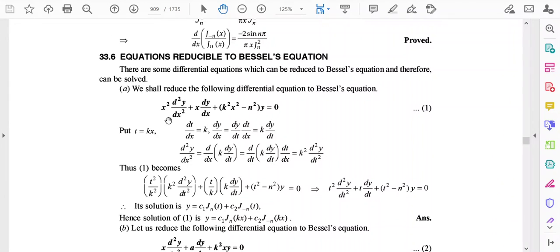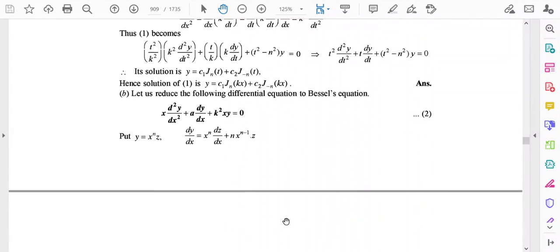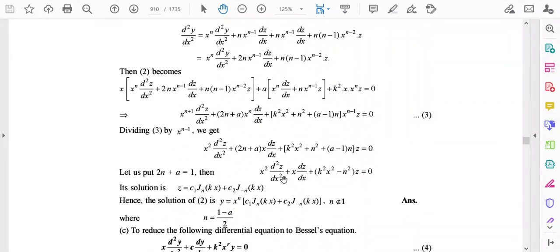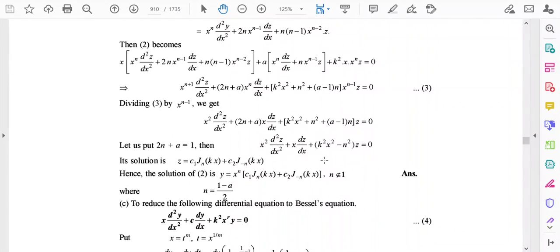That means already we have obtained the solution of equation 1, that is c1 Jn kx plus c2 J of minus n kx. So starting from this equation, what we have done, we have reduced the equation to the form of equation 1. That means we can calculate the solution of this equation. So solution of this equation will be c1 Jn kx plus c2 J minus n kx.